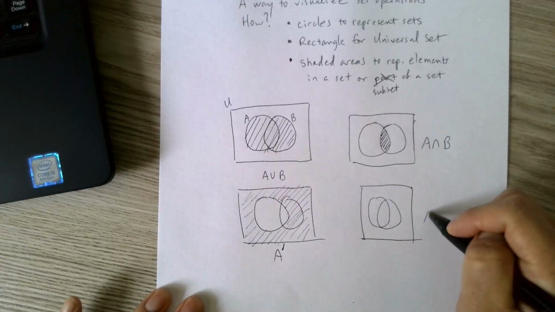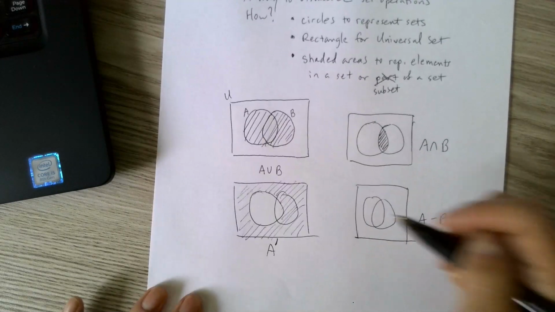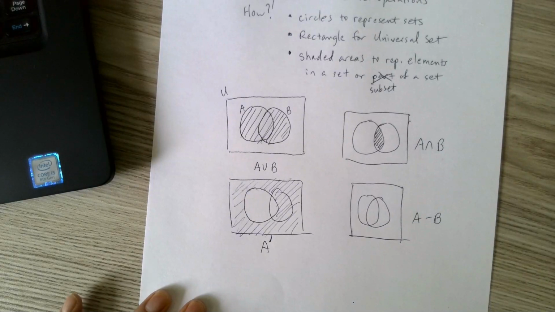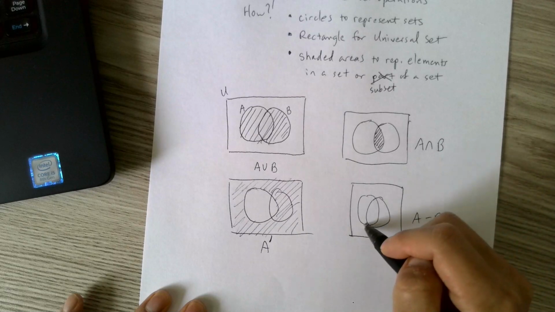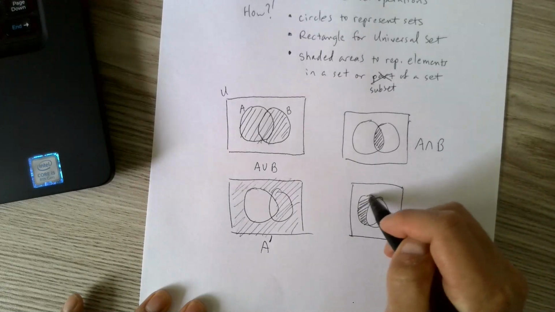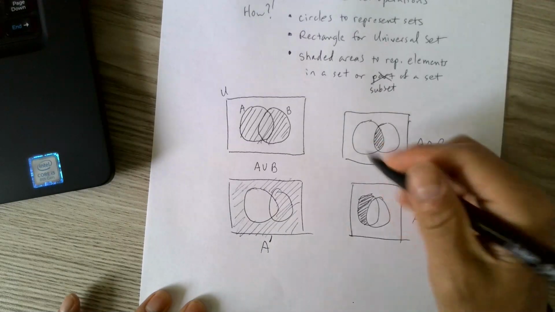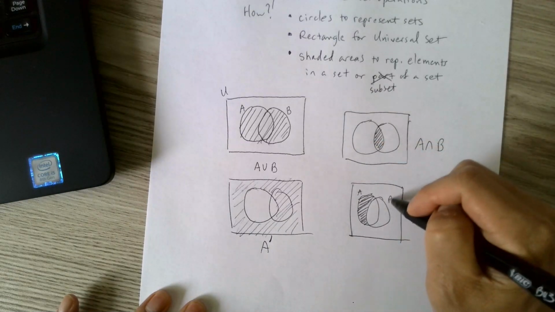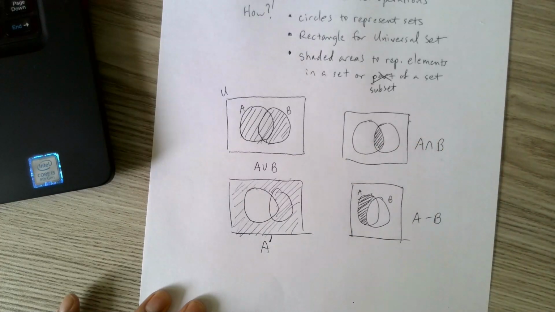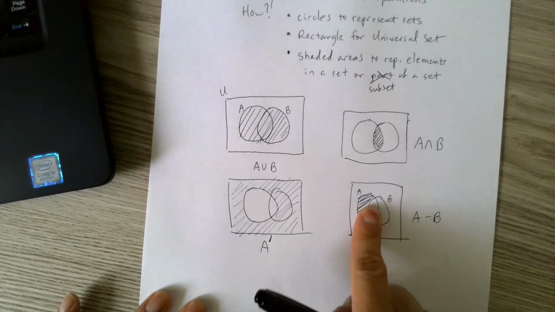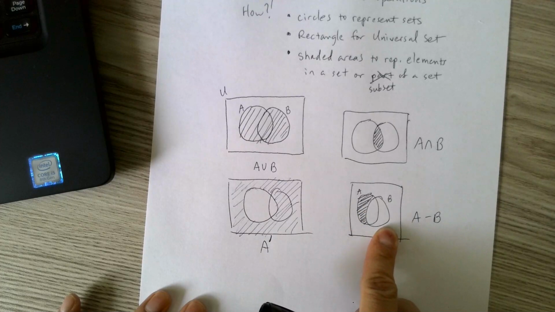And here I want to do A minus B. So I want to shade all the stuff that is in A but not in B. So that would be here. Anything that's in this shaded area is in A, remember this is A, but is not in B. I can't shade this area here in the intersection because some of that stuff, or all of this stuff in the middle here, is in B.